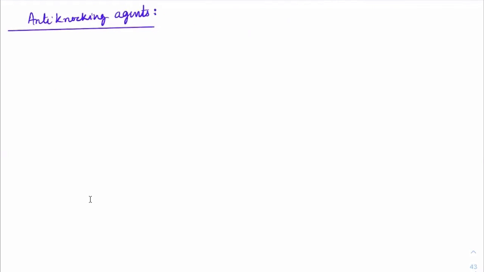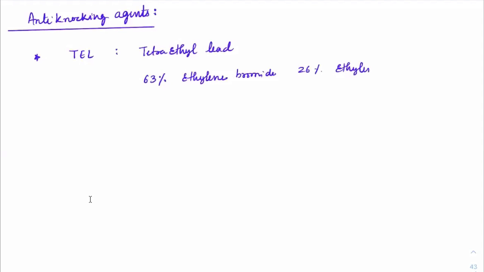Now, what are the anti-knocking agents? The first one, which was most used in earlier days, is TEL, tetraethyl lead. Tetraethyl lead is considered to have a very good octane number. What is its composition? When you take a composition of 63% TEL, 26% ethylene bromide and 9% ethylene chloride, please don't worry, you don't have to remember any of these percentages. So when you take this composition, then that would act like a better anti-knocking agent.